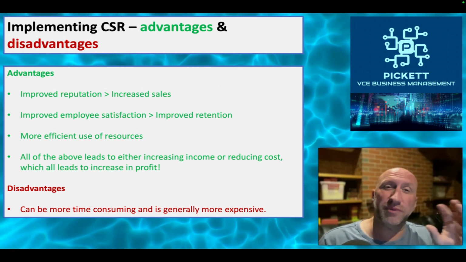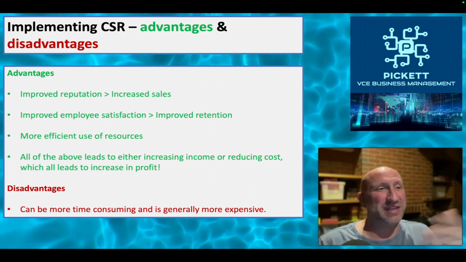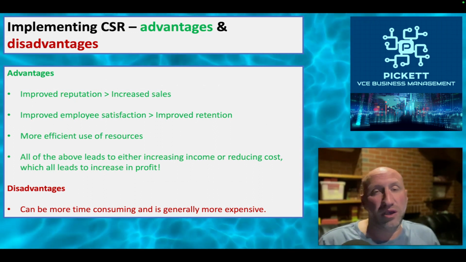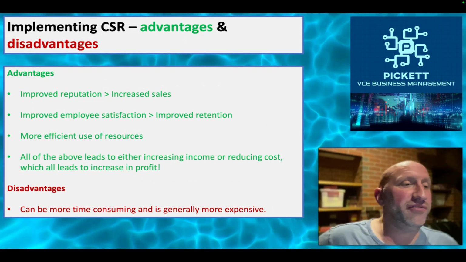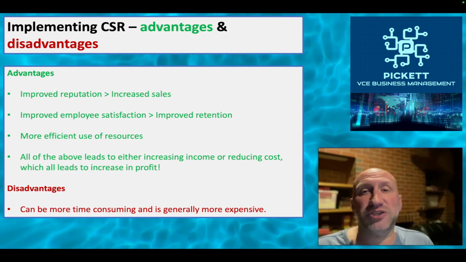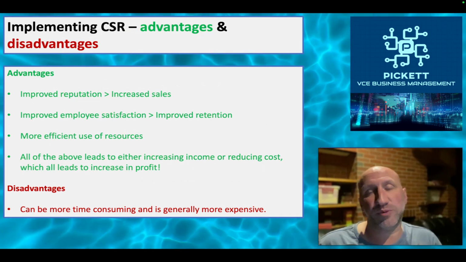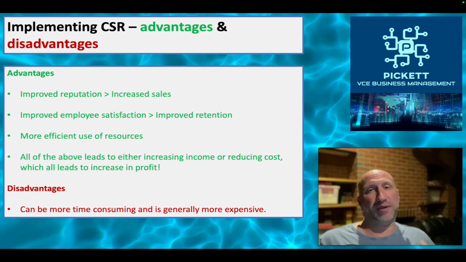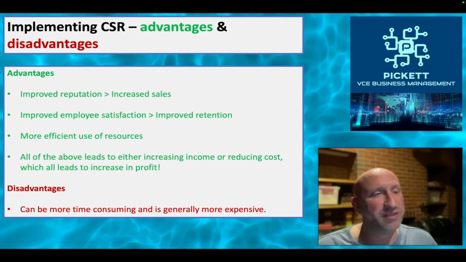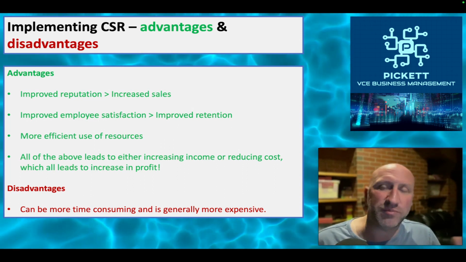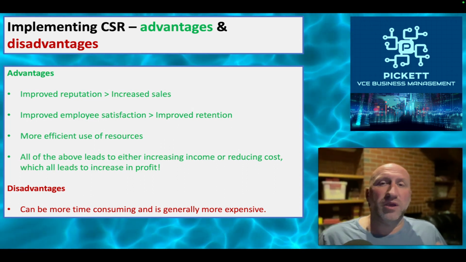Okay, just touching on some advantages and disadvantages to a business of implementing these kind of strategies, or of basically being socially responsible. The advantage: improved reputation in the community. I've said that a couple of times now. People want to buy from socially responsible businesses. So by demonstrating social responsibility, you're improving the reputation of your business. You improve the reputation of your business, more people will buy from you, which means you increase sales.